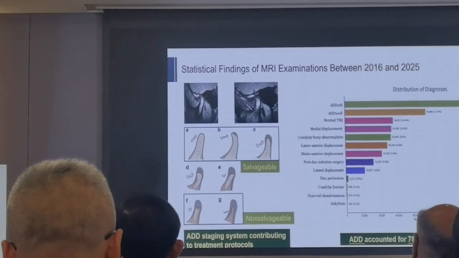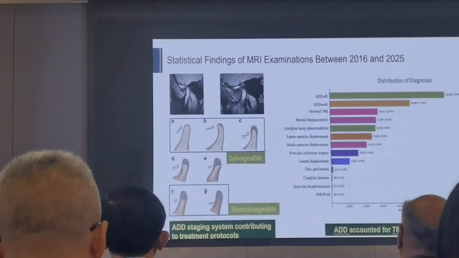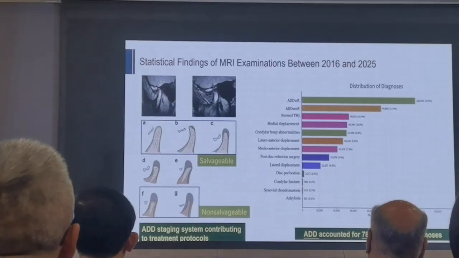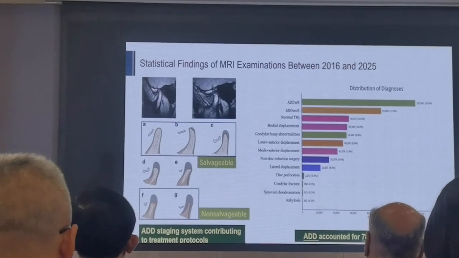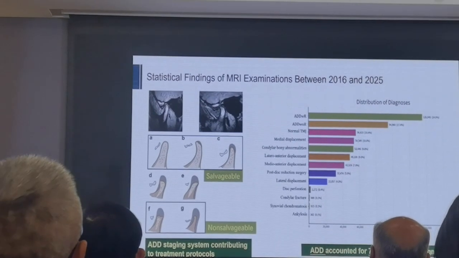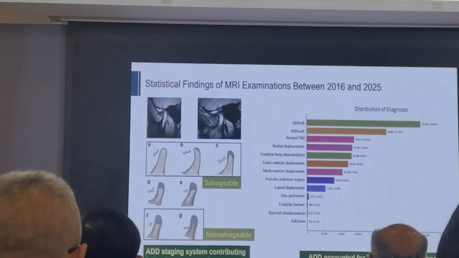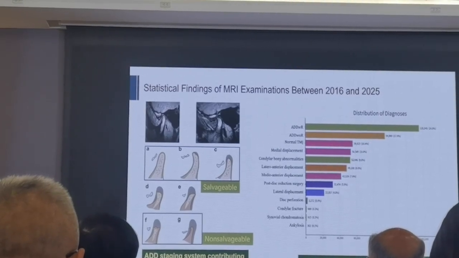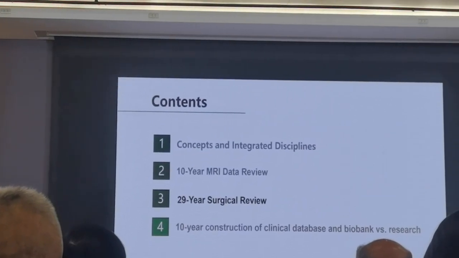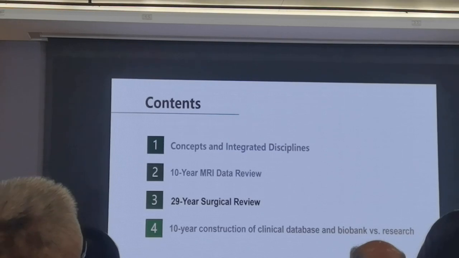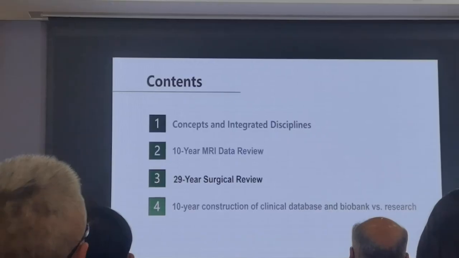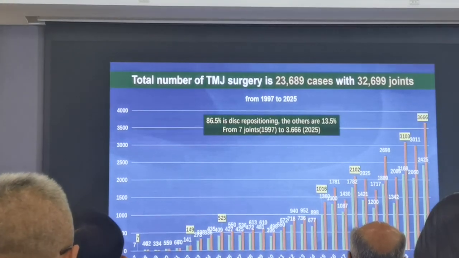For example, we can divide into the reducible joint. That means we can do the disc reposition, not do the joint replacement. And the other one is the non-reducible joint. There's no way to do the disc reposition. And the third one is I reviewed the 29 years of surgical data. And it's our data.